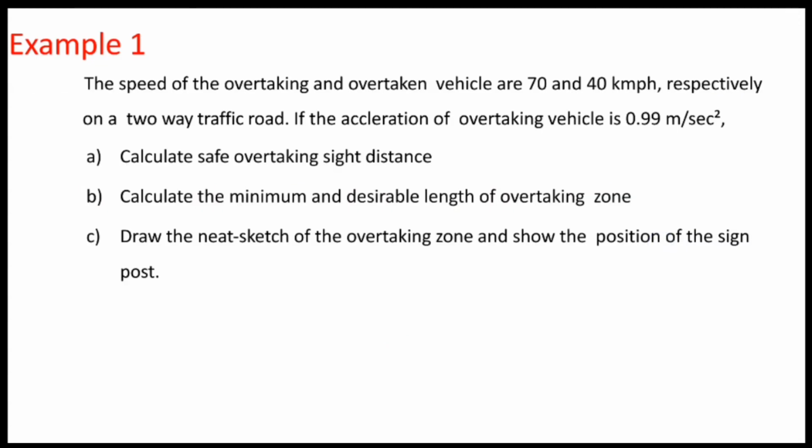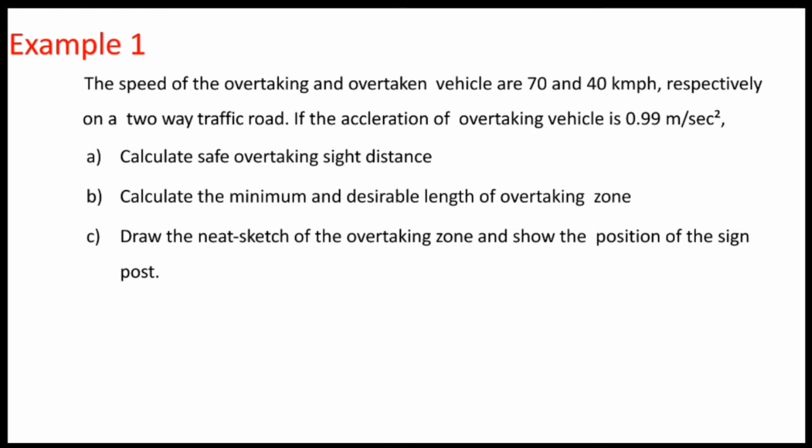In this session, we shall discuss a numerical on overtaking sight distance. The statement for the numerical is as follows. The speeds of the overtaking and overtaken vehicles are 70 and 40 km per hour respectively on a two-way traffic road. If the acceleration of the overtaking vehicle is 0.99 meter per second square, then A.